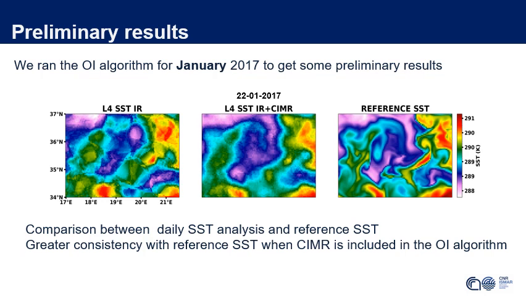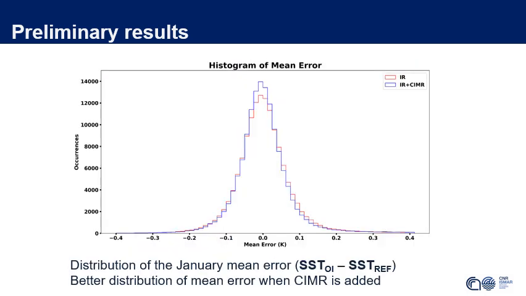Going from left to right, we can see here the optimal interpolated SST using only infrared data as input, using combined infrared and CIMR, and the reference model SST. There seems to be more consistency with reference SST when CIMR is included in the optimal interpolation algorithm.